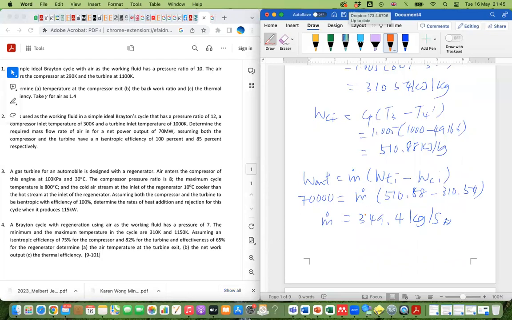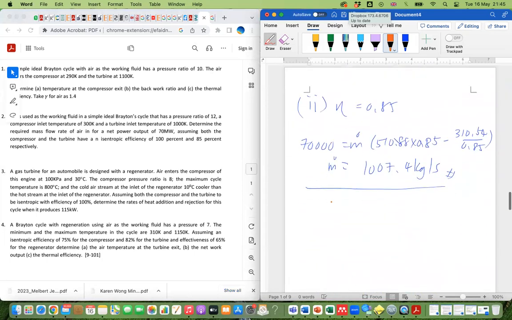So when you plug it in, you're able to find your mass flow rate. Okay, number 2 is the efficiency if both the compressor and turbine are 85%. So pretty simple. For the turbine, you just multiply by 0.5, whereas for the compressor, you have to divide. Why this? You have to refer to the lecture notes. Is it okay? And then you can see the difference between the actual and the isentropic condition.